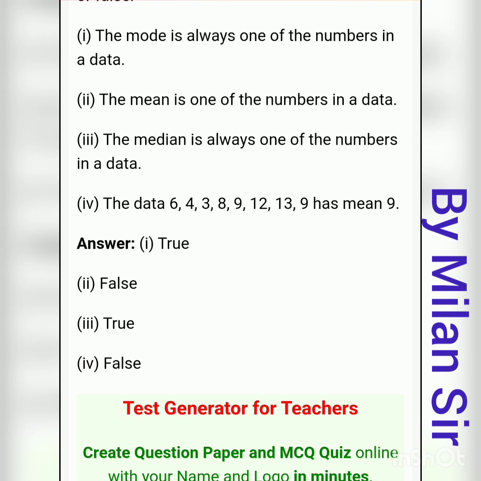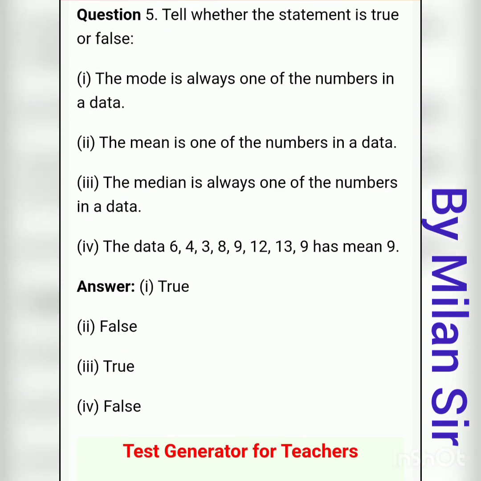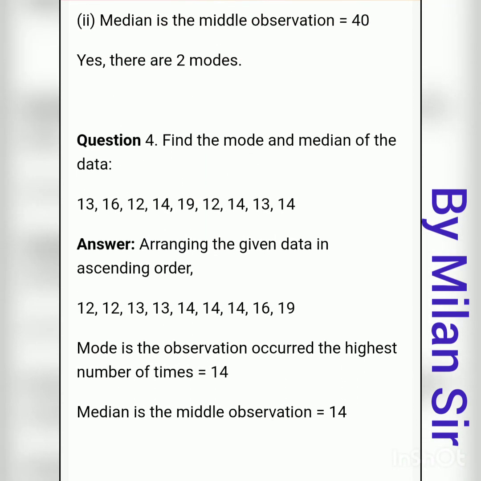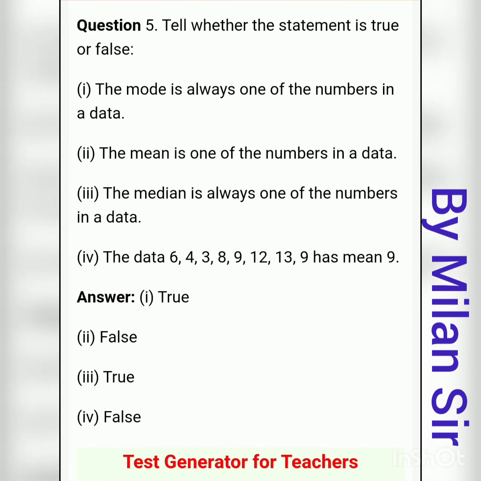After that, for median: the median is always one of the numbers in the data. Yes, it's true. Because median means what? Middle number, the middle number of the observations. So definitely it is there in the data. That's why for median it is true. Because the middle value is from the data, the median is always one of the numbers in the data.